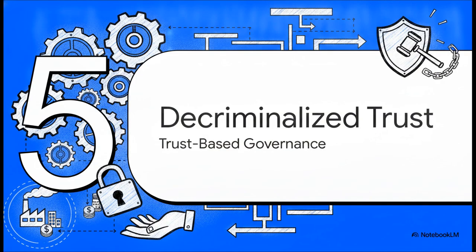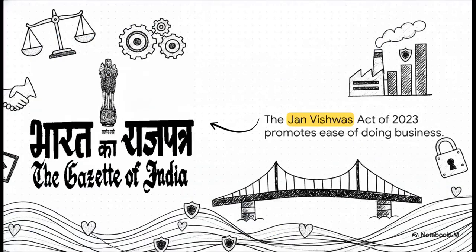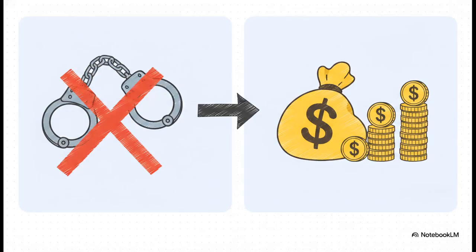Which brings us to Section 5, decriminalization and trust-based governance. Okay, so this is where things get really interesting regarding how the government actually enforces these rules. Enter the Jan Vishwas Act of 2023. This act fundamentally shifted the whole philosophy of the law. The goal is to enhance the ease of doing business and promote what they call trust-based governance, while still remaining fiercely accountable to public safety. It's a total paradigm shift in accountability.